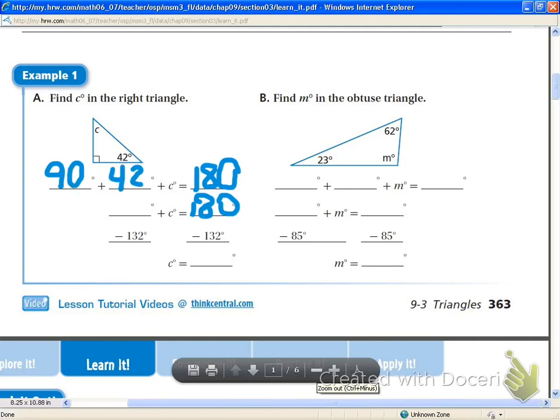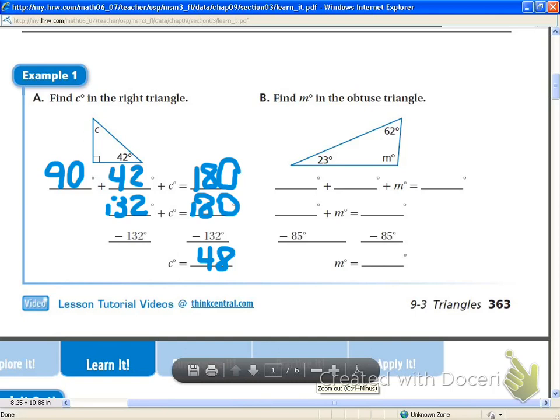When I add 42 and 90 together, I get 132. Thank you, Miss Erica. And when I subtract 132 from both sides, 180 minus 132 is, Mohammed? 48. That is correct.